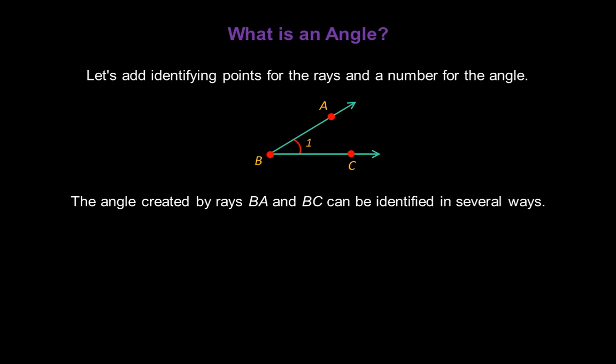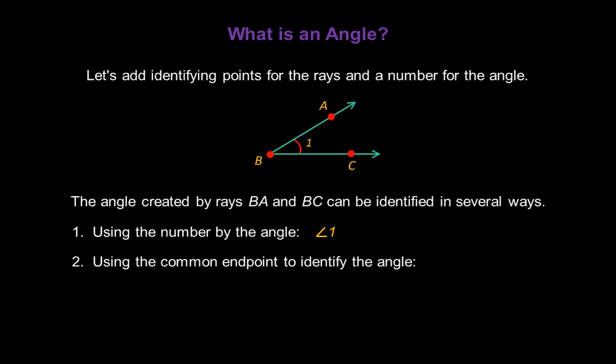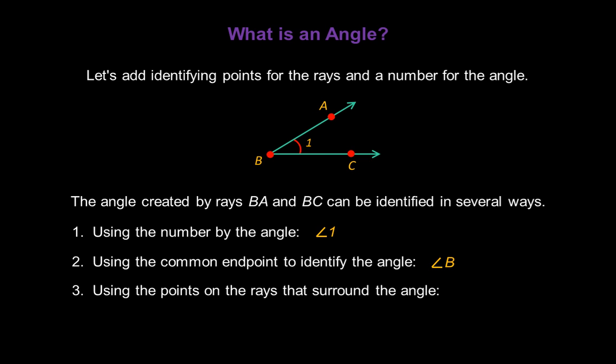The angle created by rays BA and BC can be identified in several ways. We can use the number by the angle and call this angle 1. Or we can use the common endpoint to identify the angle and call it angle B. Finally, we could use the points on the rays that surround the angle and call this angle ABC or angle CBA.